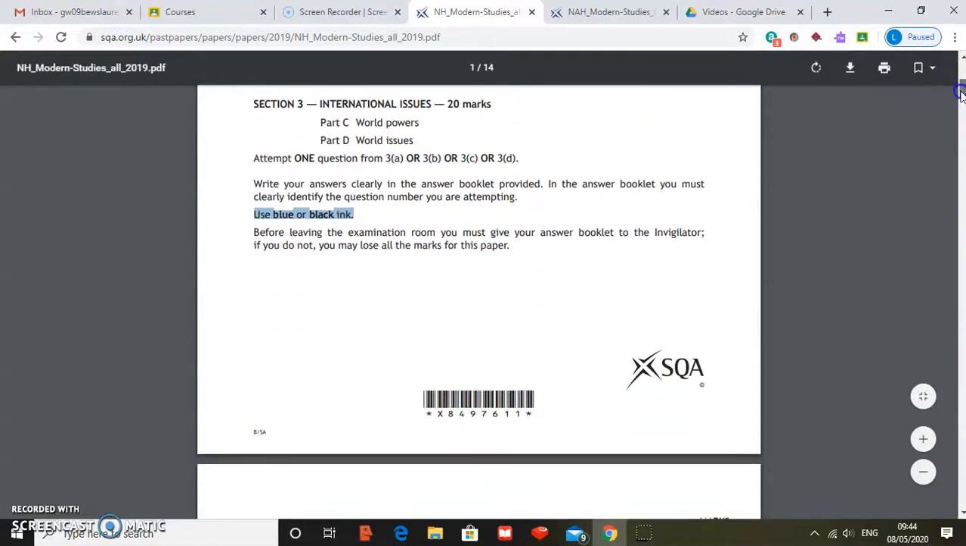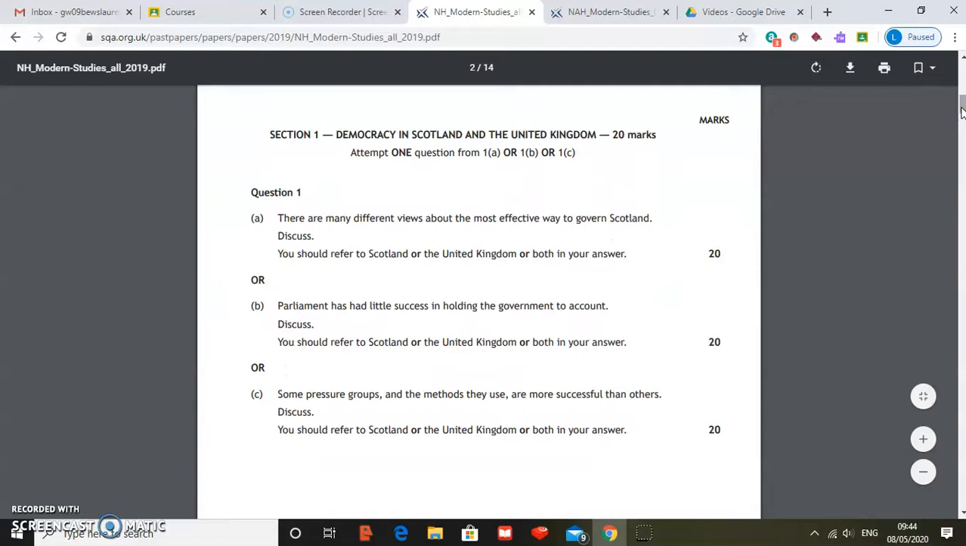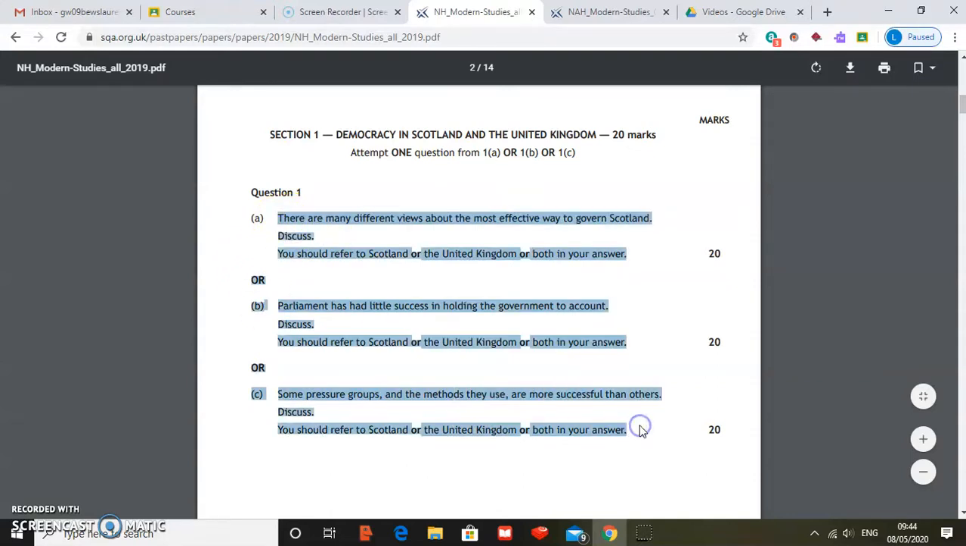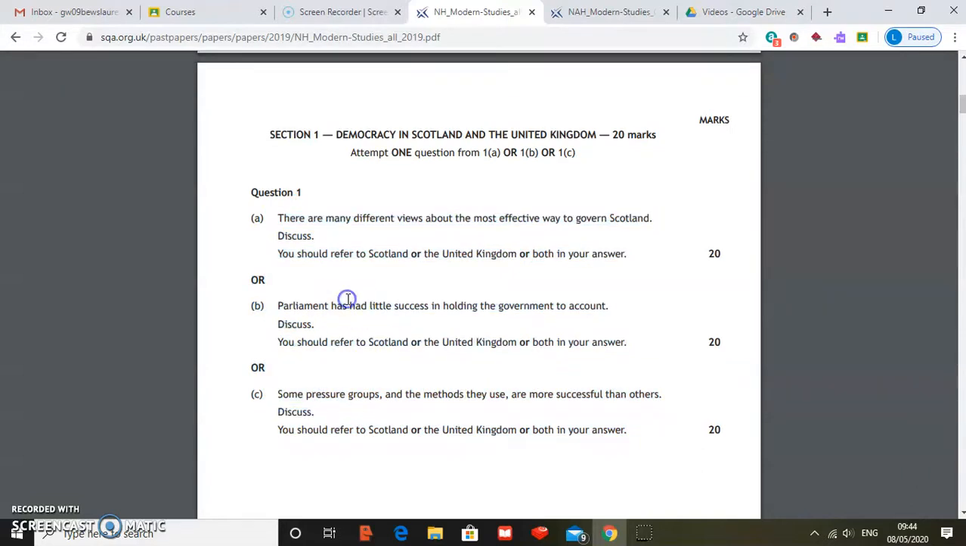So let's scroll down and see what you've got to do. Section 1, as I said, everyone in Scotland has to do this section. There's no choice. You can see there are 3 different questions. And you will notice that all of the 3 questions in this section are discuss questions. Therefore, they're all looking for you to make a judgment.